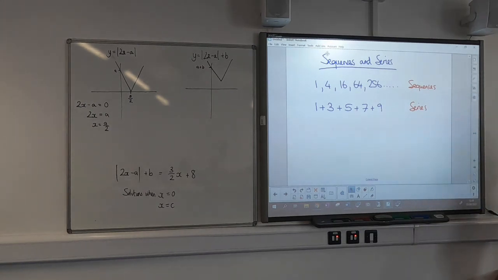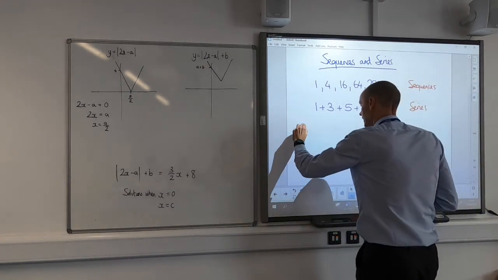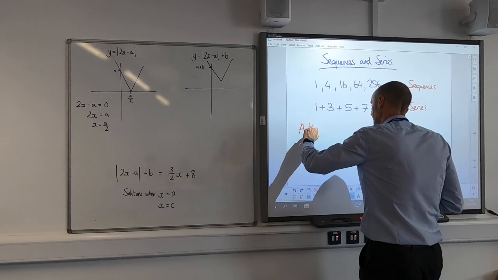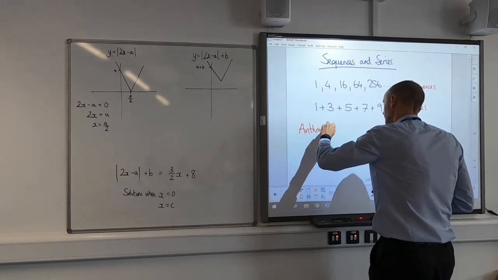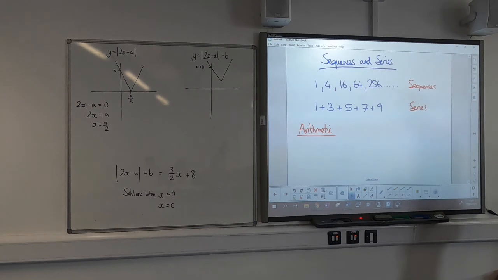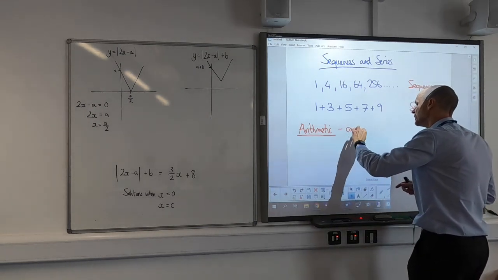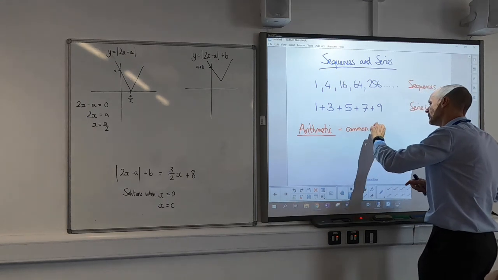So we're going to look at sequences and series, and we're going to look at two main flavours of sequences and series. The first is arithmetic. So an arithmetic sequence or an arithmetic series is one where you have a common difference. The jump is the same between the numbers.